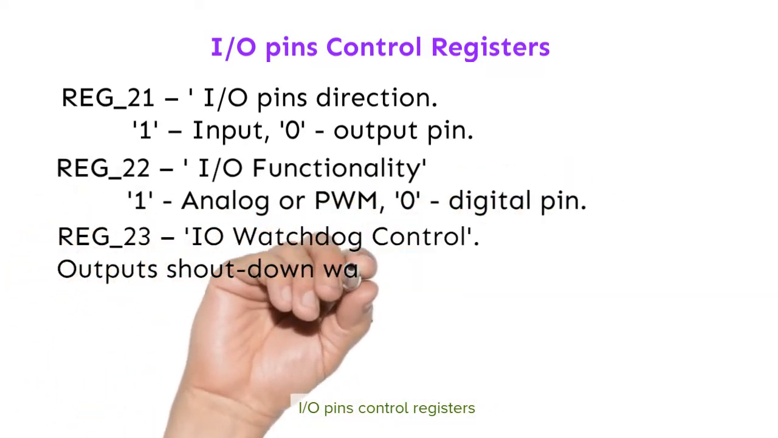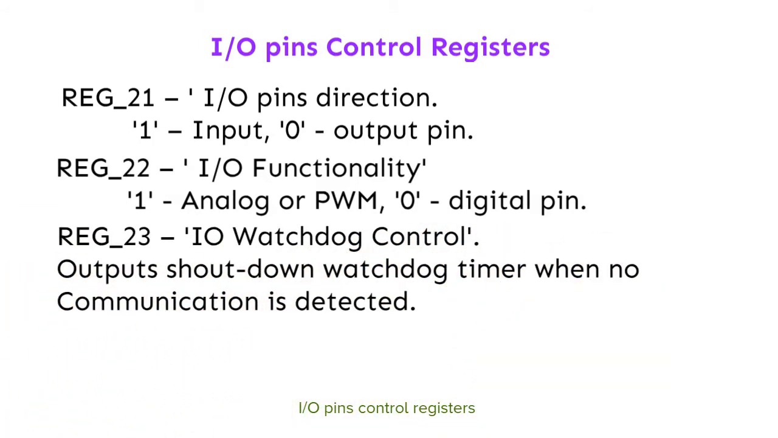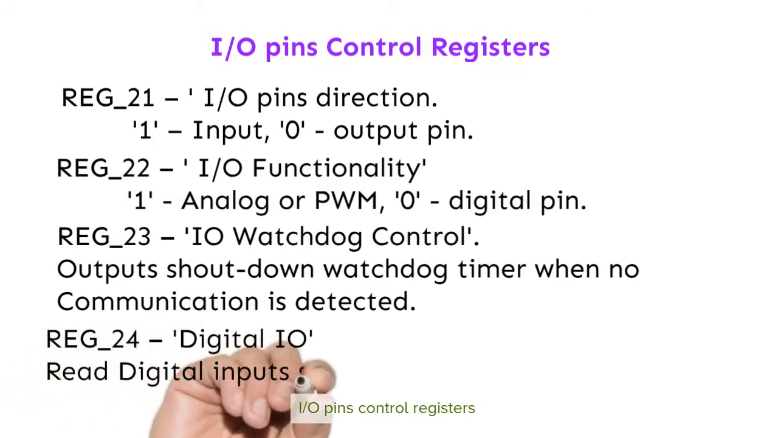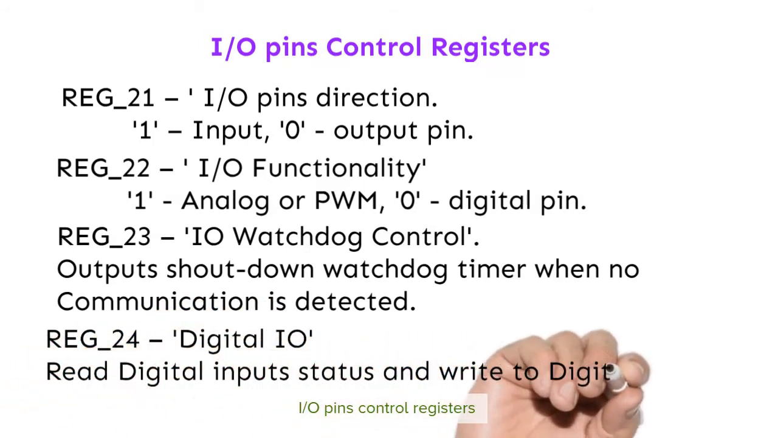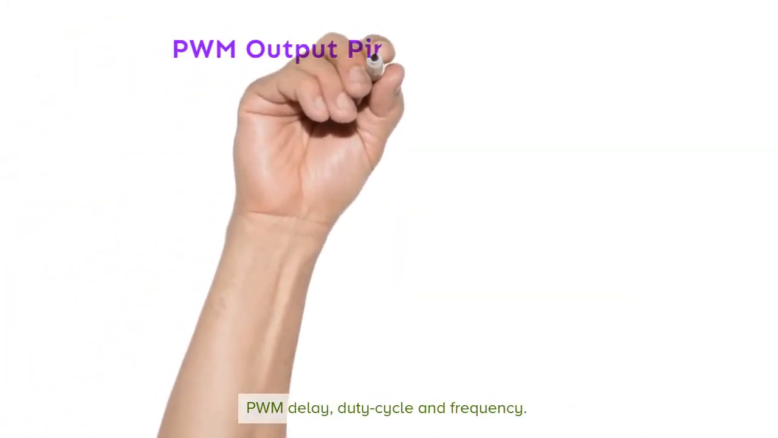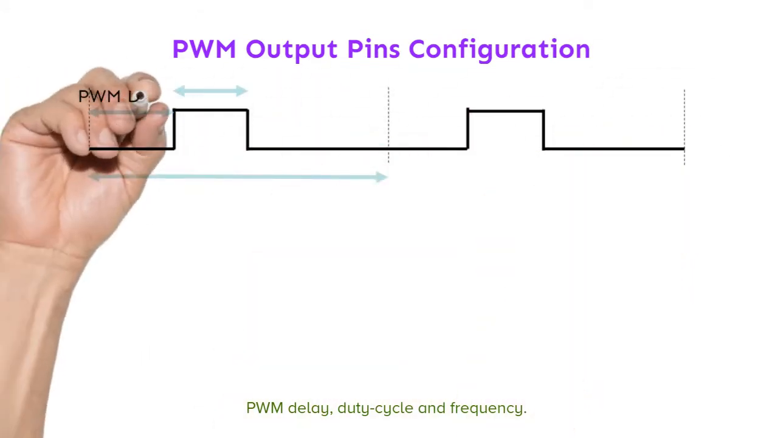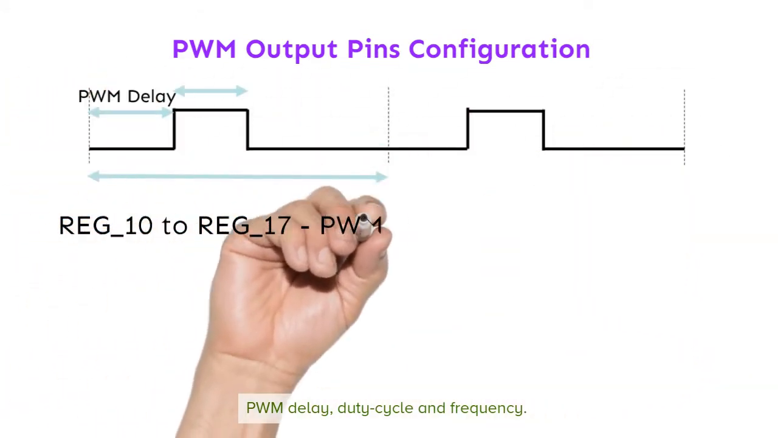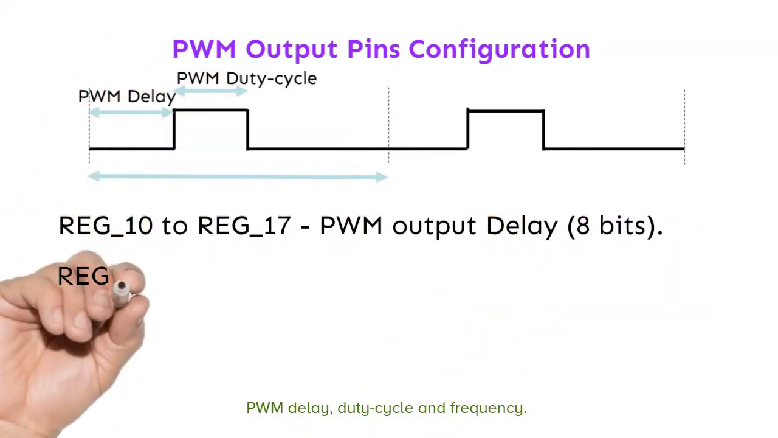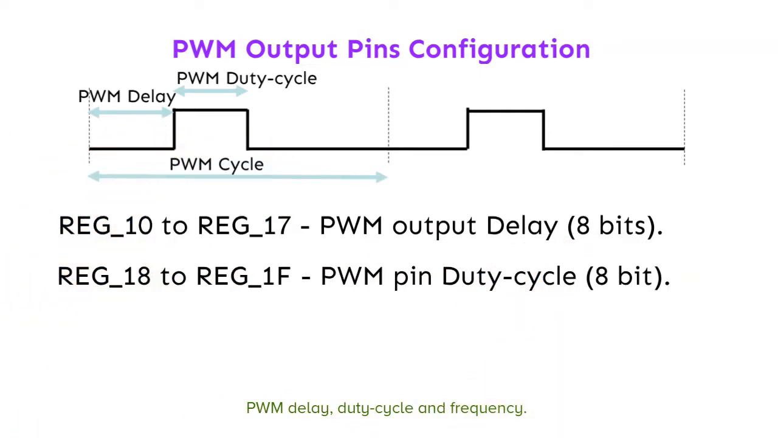Outputs shut down by the watchdog timer when no communication is detected. Reg 24, digital I/O. Reads the status of digital inputs and writes to the digital outputs. PWM output pins configuration: Reg 10 to Reg 17, PWM output delay 8 bits. Reg 18 to Reg 1F, PWM duty cycle 8-bit. Reg 20, PWM cycle time frequency.